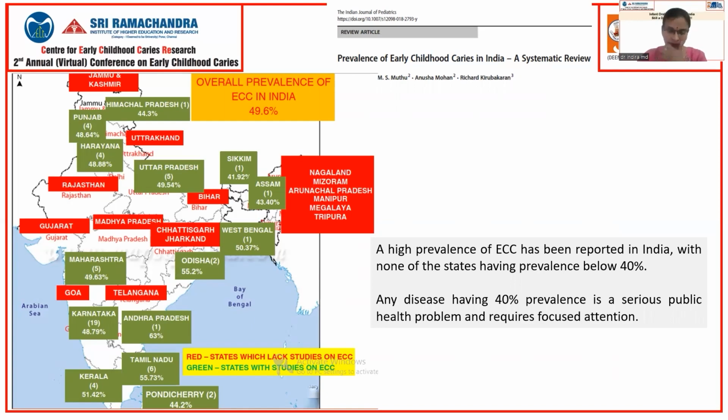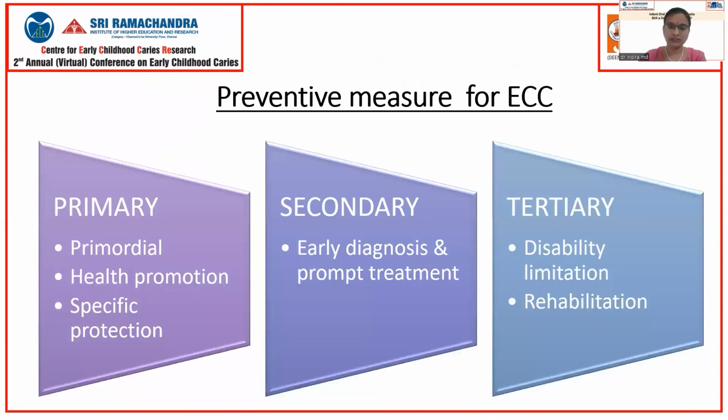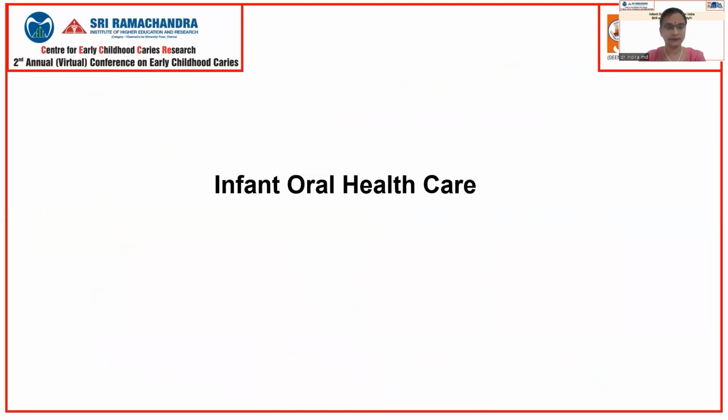So, to combat any disease, preventive measures need to be taken. These preventive measures can be at 3 stages: primary prevention, secondary prevention, and tertiary prevention. Today, the focus of my presentation is on primary prevention of early childhood caries through infant oral health care.